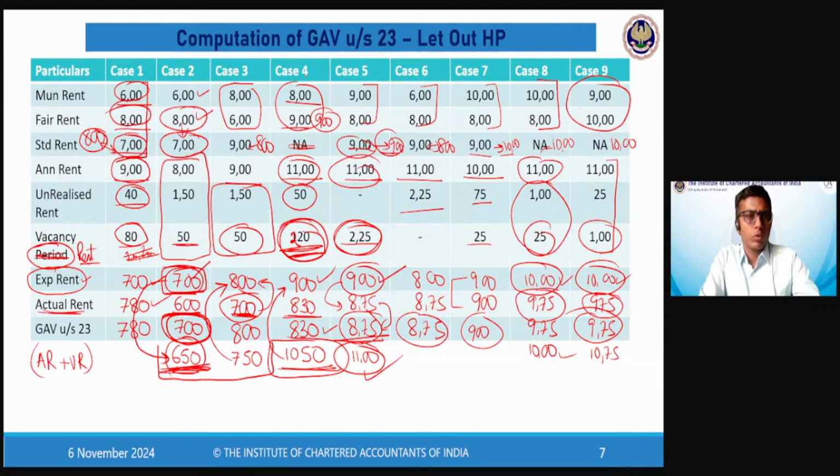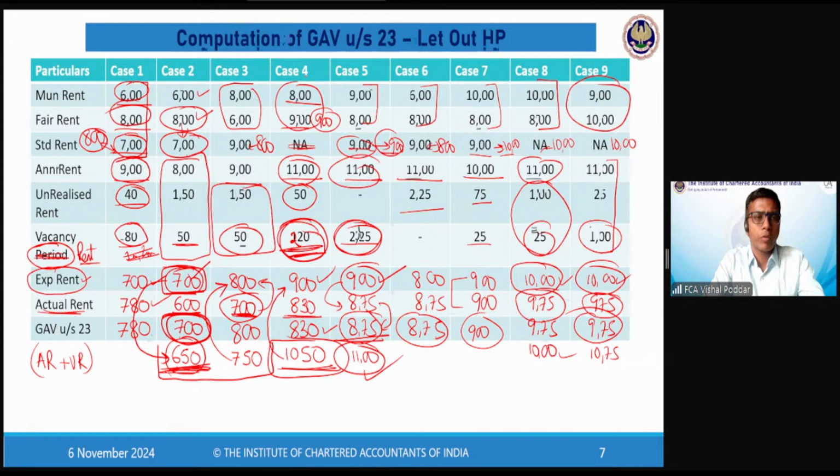Niru, you had doubts in case 5. Somebody else also said, Manvi, you had doubt in case 5. Is case 5 understood, both of you, Niru and Manvi? Okay.